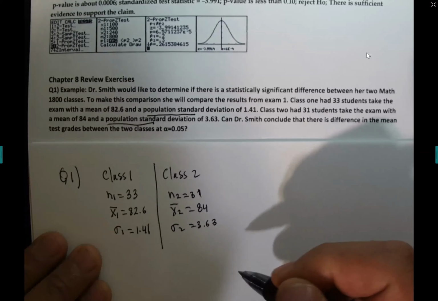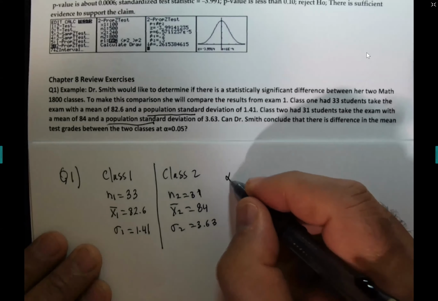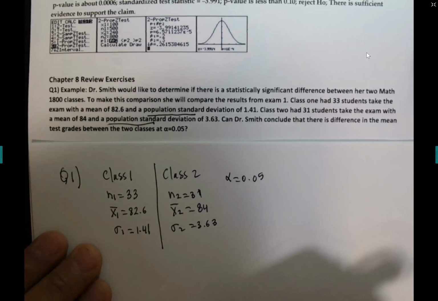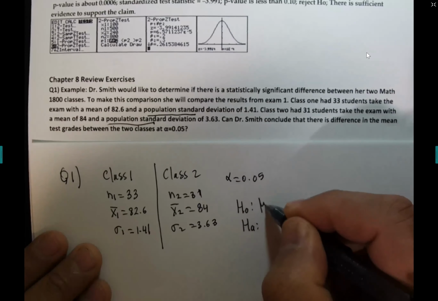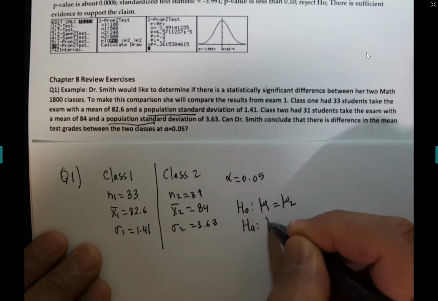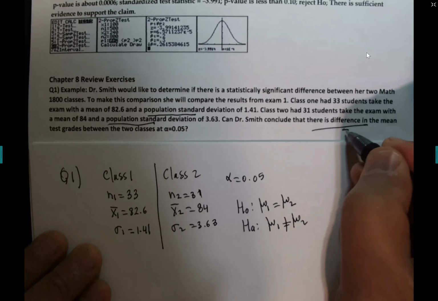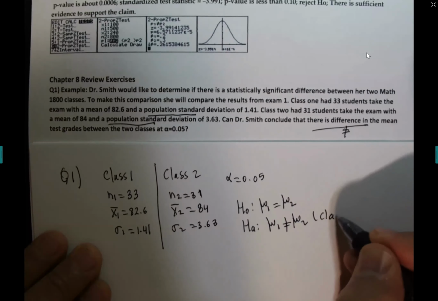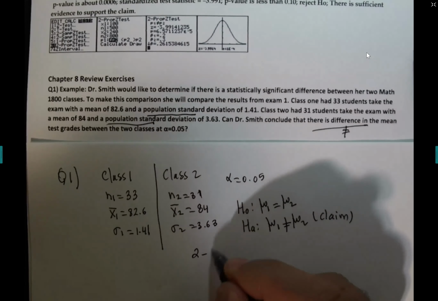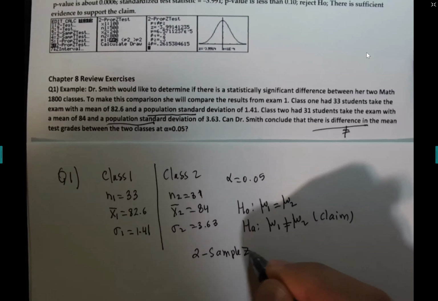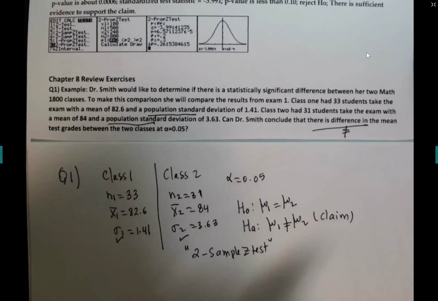Can Dr. Smith conclude that there is a difference in the mean test grades between the two classes at alpha equals 0.05? So you guys agree with me that H0 and HA must be mu1 equals mu2, mu1 not equal to mu2, because it says there is a difference. Difference, guys, means not equal to. That's the claim. And this is a two-sample z-test, as simple as that. How do I know? Again, it is a z-test because it gave me sigma 1 and sigma 2.